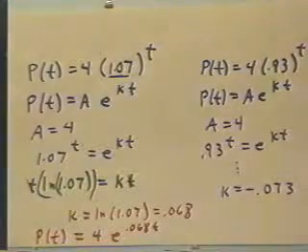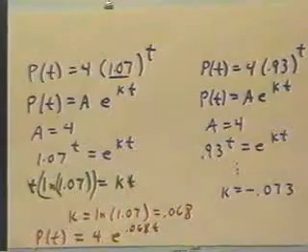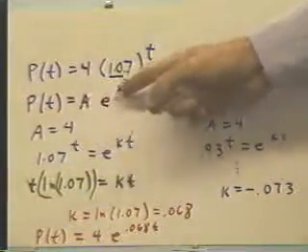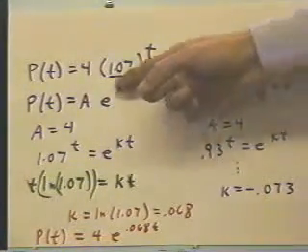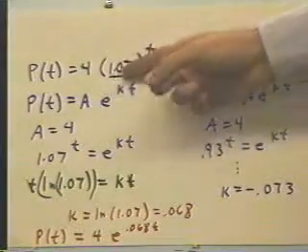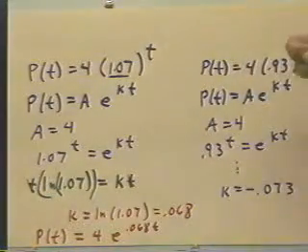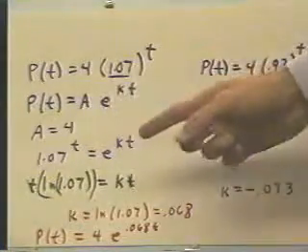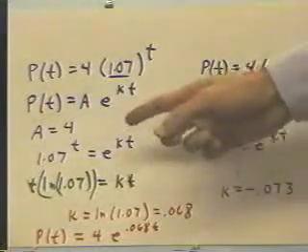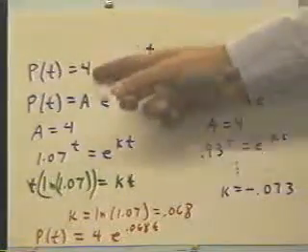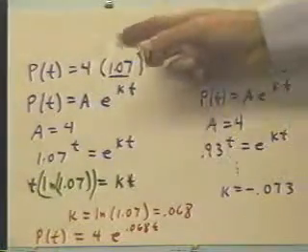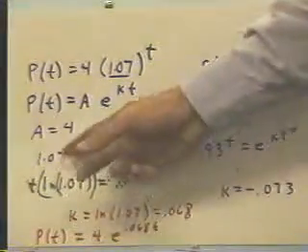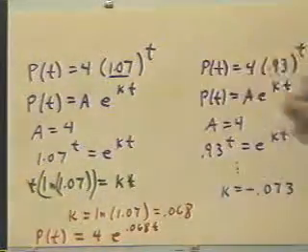Problem today, there were actually two problems. One was to determine the e to the kt form of the function p of t equals 4 times 1.07 to the t. We see that we can immediately let a equal 4, so we have this, and if a equals 4, then e to the kt has to equal 1.07 to the t, so that this part of the function will be equal. So we get 1.07 to the t equals e to the kt.